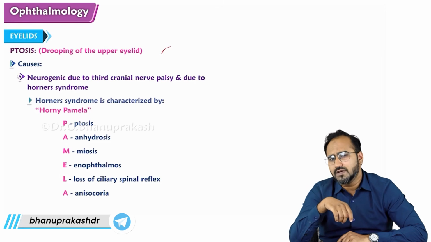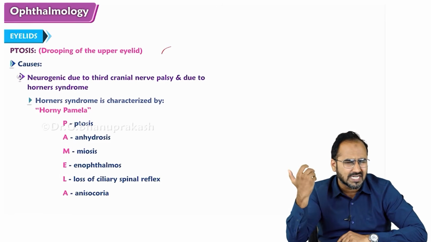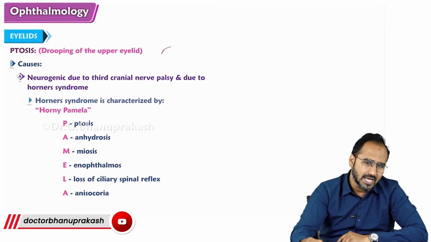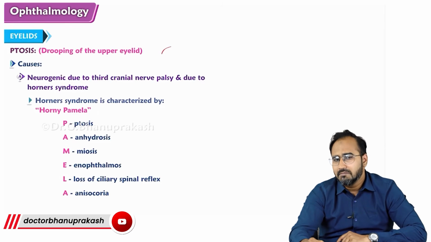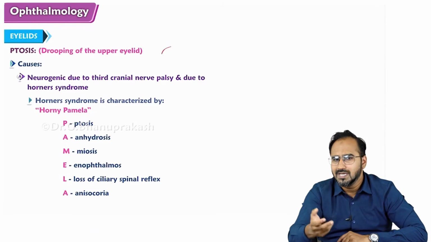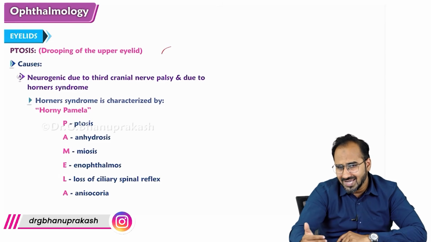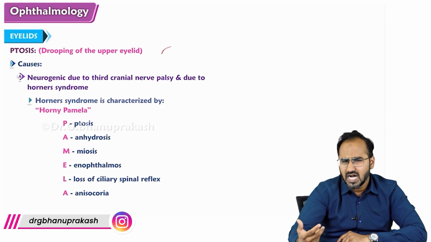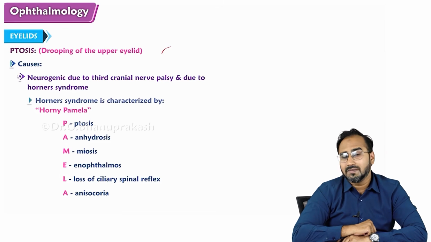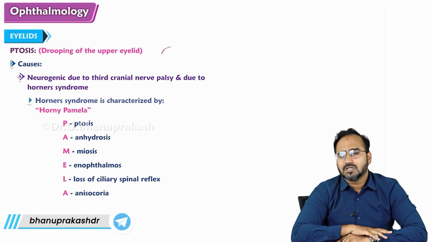Then there is a myogenic cause of ptosis. The muscle supplying the eyelid, levator palpebrae superioris, gets weak, and that leads to ptosis. There is also a mechanical cause: some tumor of the upper eyelid putting pressure on it, making it droop. Then there is a senile cause: as we age, our muscles get weak and the upper eyelid droops. So anyway, ptosis is drooping of the upper eyelid.